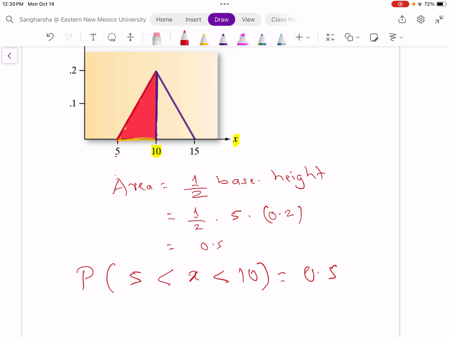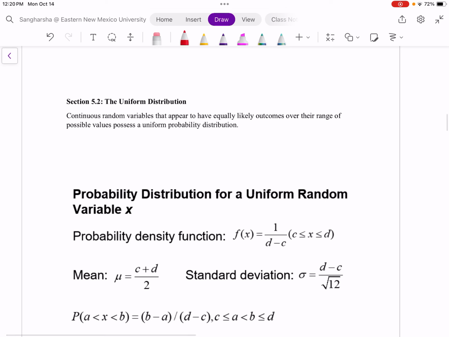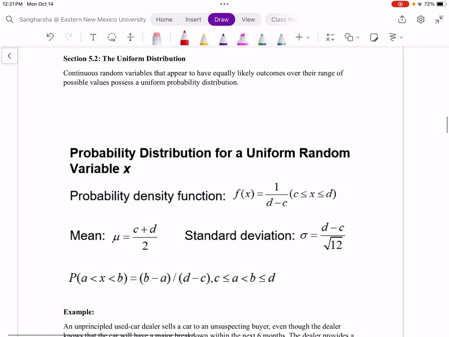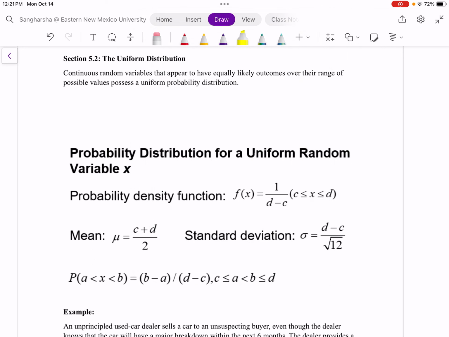Now next we have the uniform distribution, and this is also a continuous random variable. The only difference is that the variables have equally likely outcomes, which means the probability that x takes any number is the same for all values of x.